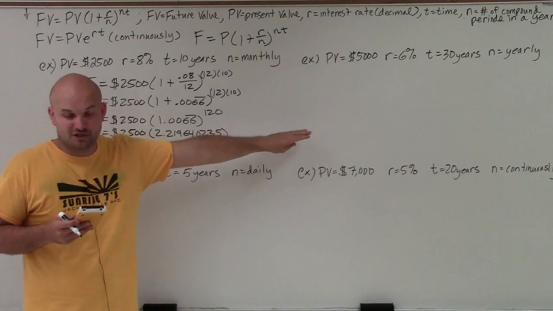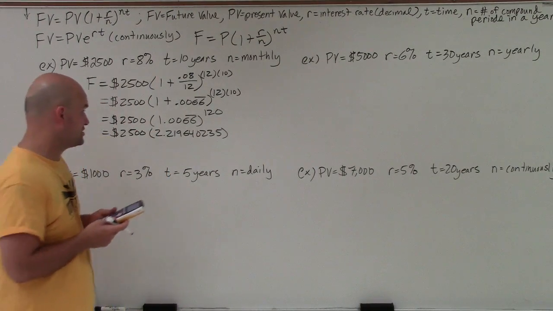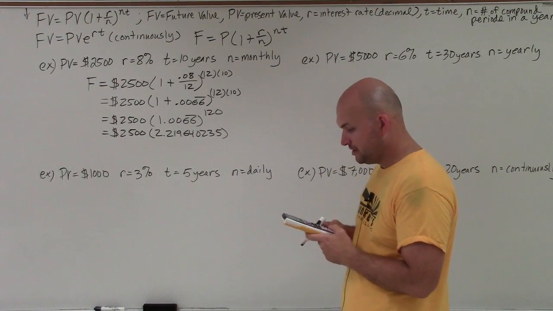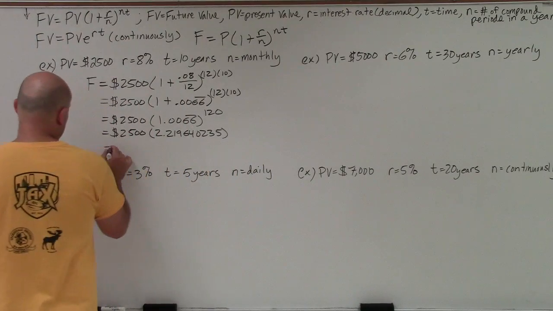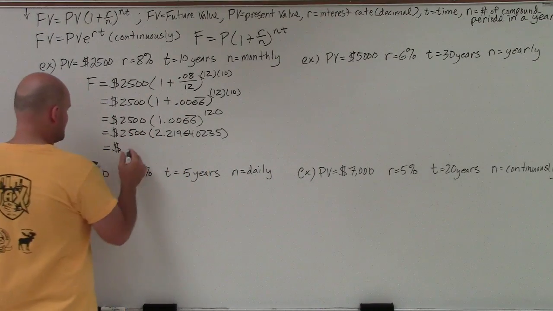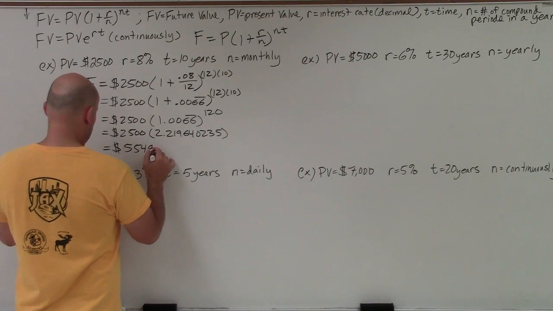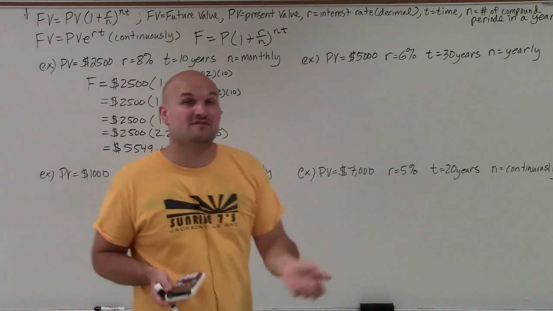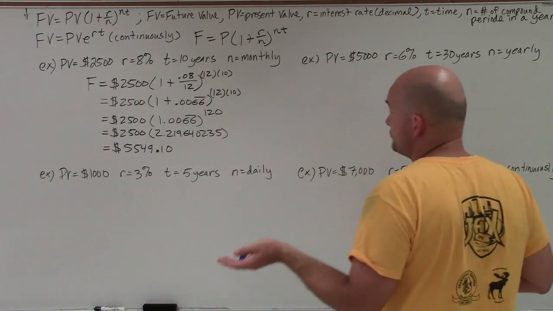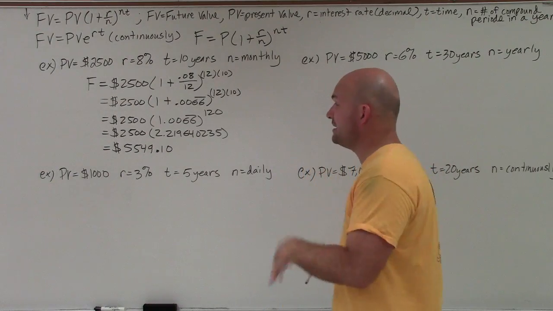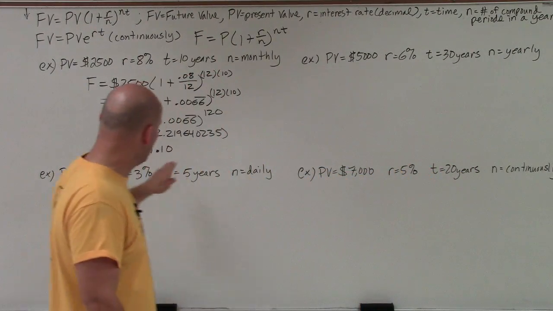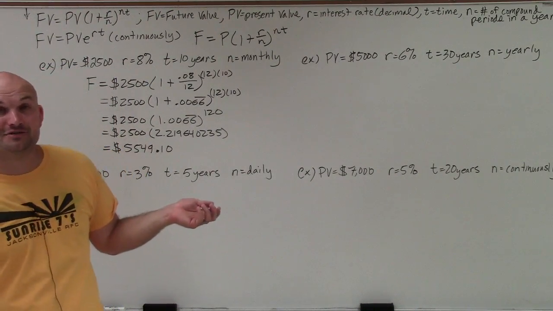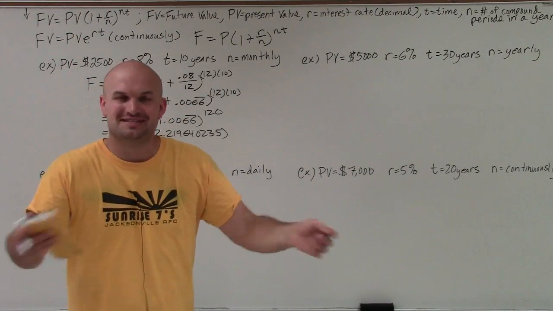Obviously, this could be a longer answer; it just depends on how many digits your calculator approximates to. But then I'll take that answer and multiply it by 2,500. My final answer, since we're dealing with money, I'm going to round to the nearest hundredth: 5,549.10. So if you have an initial investment of $2,500 earning an interest rate of 8%, and you invest that money for 10 years, compounded monthly, at the end of 10 years you will have $5,549.10. Not a bad return on your investment for not doing anything. Compound interest is doing all your work.